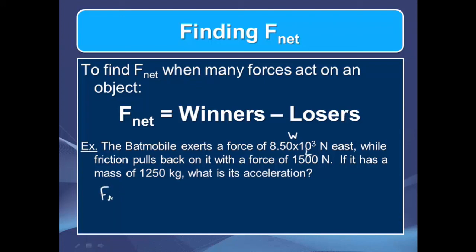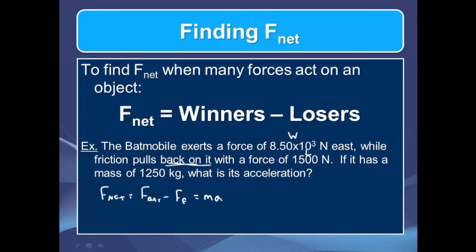So our Fnet then is going to be the force of the Batmobile subtract the force of friction. Why the subtraction? Because they're working in opposite directions. It pulls back on it, right? So they're working against each other, not with each other like in the previous example. And like the other question, it's still equal to mass times acceleration. Fnet is always equal to ma, but it's also equal to the sum of these different forces, okay?